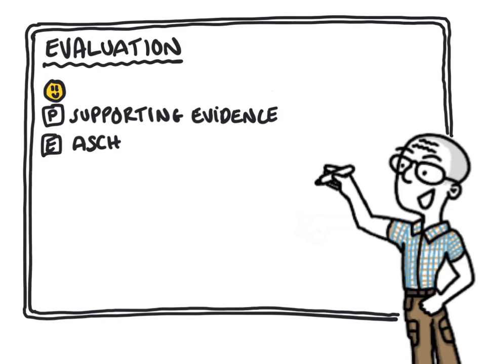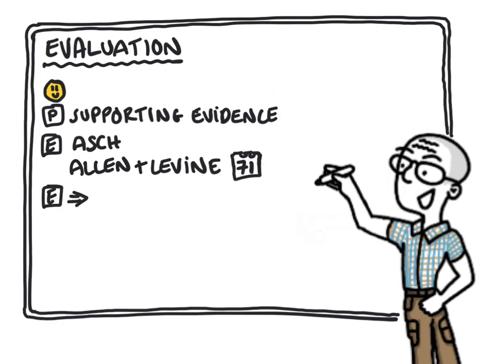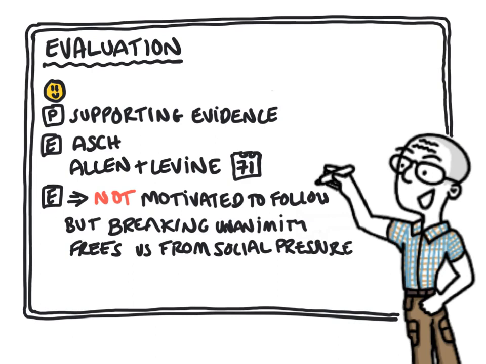Allen and Levine's 1971 variation, in which the validity of this ally as a source of information was manipulated by giving them thick glasses in the line length judging task, found the same effect. This implies that the participant is not just motivated to follow someone else, but breaking the unanimity of the majority frees them from the pressure of the social group.